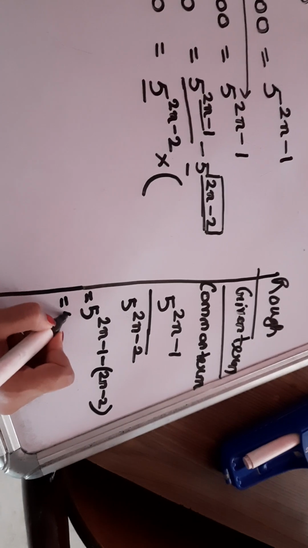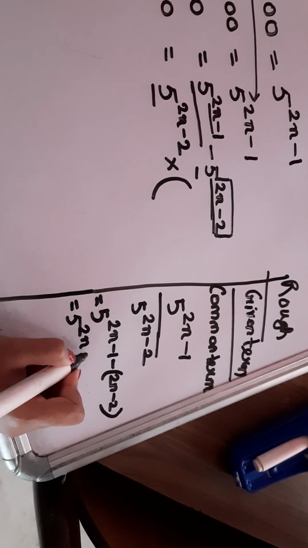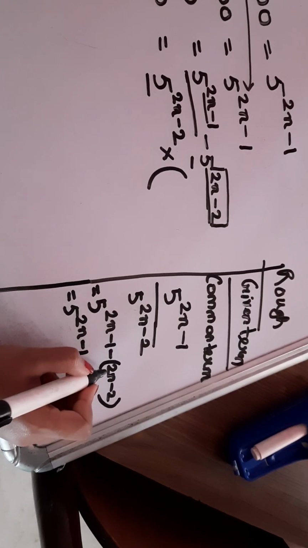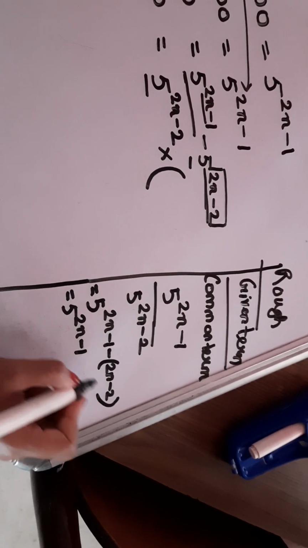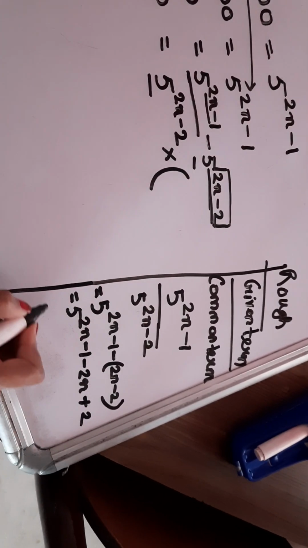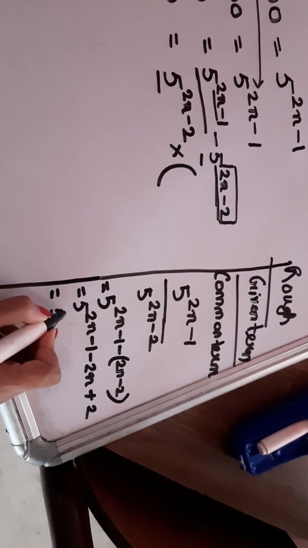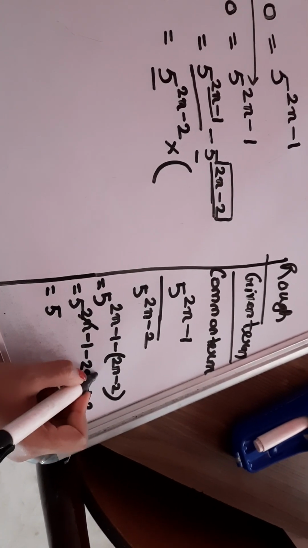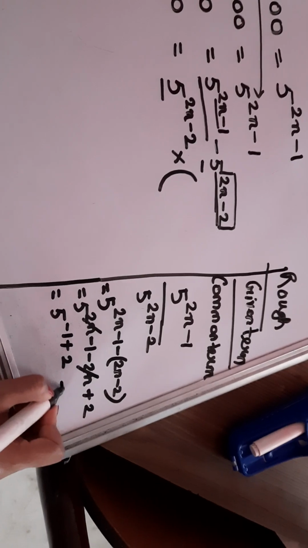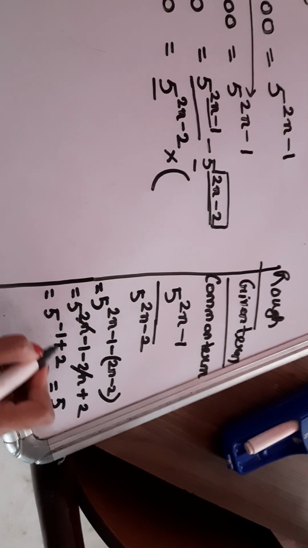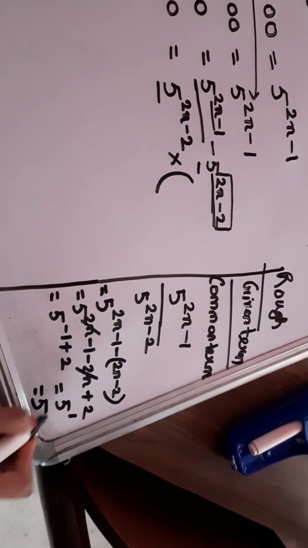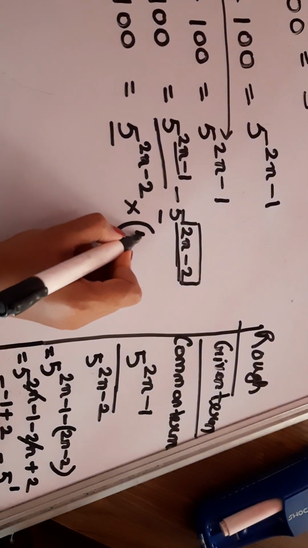Now 5 to the power 2n minus 1, and as this is a minus sign here, this minus will get multiplied with the terms inside the bracket, so it will become minus 2n plus 2. So here what it will be? 5 to the power, now see, plus 2n and minus 2n will get cancelled. So minus 1 plus 2. So it will become 5 to the power, minus 1 plus 2 is only 1. That means 5 to the power 1 means only 5. So we will write 5 here.